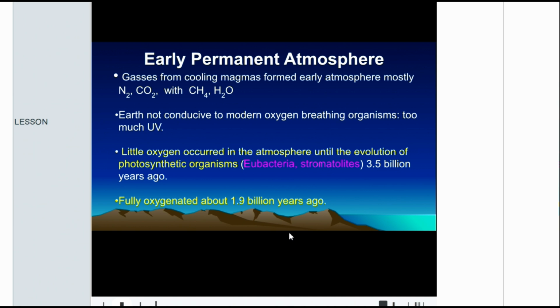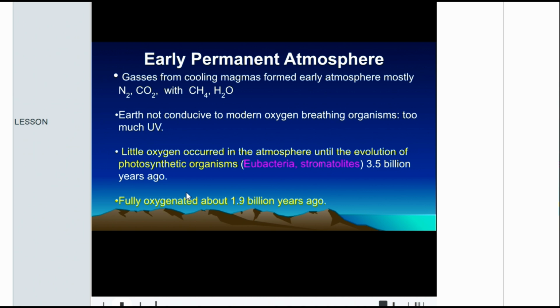In our early permanent atmosphere, we had very little oxygen. It's mostly nitrogen and carbon dioxide. There are some other particles and molecules in there as well. But we would not be able to breathe in this atmosphere. It would be toxic to us and most organisms that we recognize today.